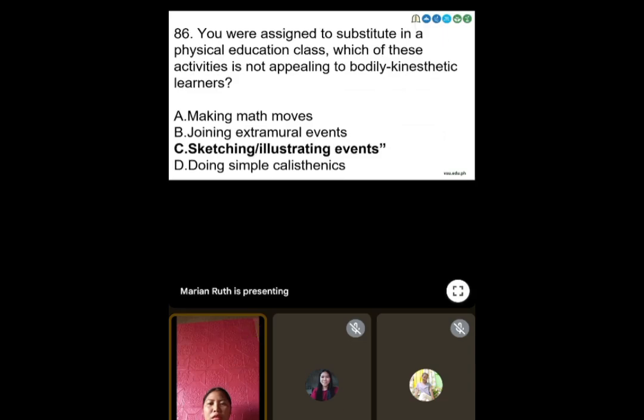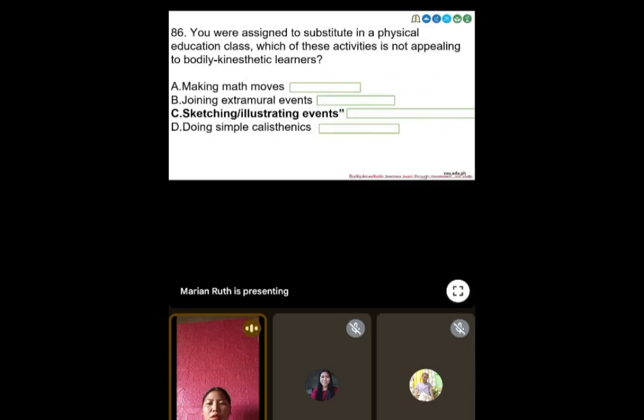Sketching, illustrating events. It's because bodily kinesthetic learners learn through movement, not static visual tasks. Why not letter A, B, and D? Letter A, making math moves, is not the correct answer. It's because math moves involve movement. Why not letter B? Joining extramural events. Extramural involves physical activity. Why not letter D? Doing simple calisthenics. It's because calisthenics involves bodily movement. Next, number 87.